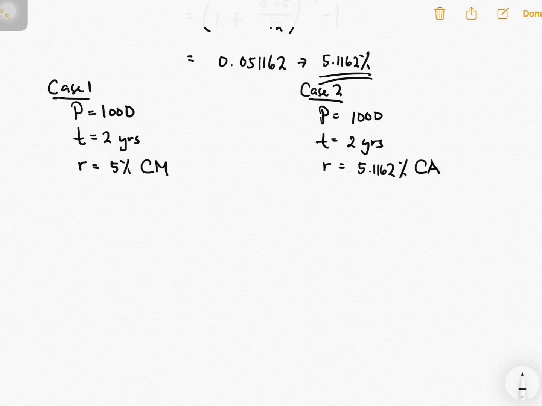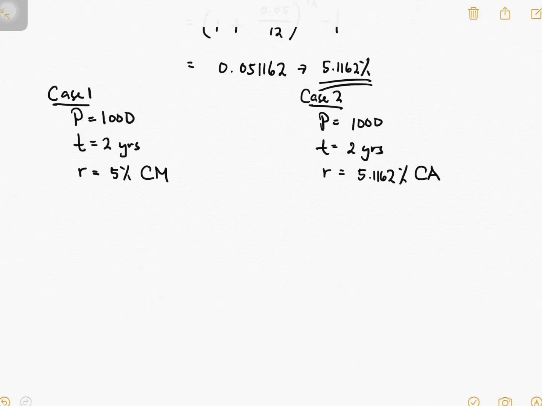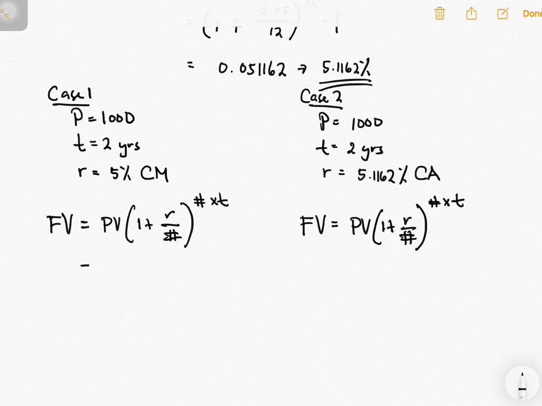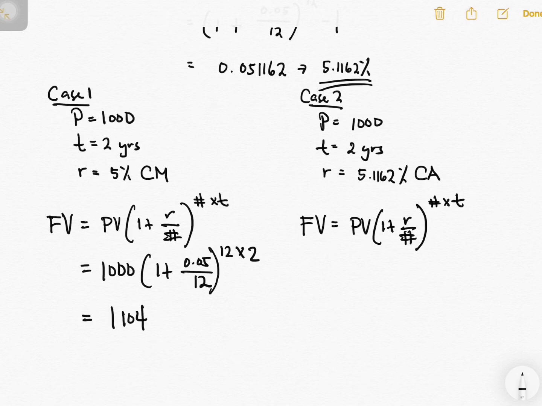Now, given this, let's compute in both cases the future value. Then I will also write the formula for those who forgot it. So get your present value, 1 plus rate divided by number of compounding periods raised to number of compounding periods times time. And then let me just copy. Let's compute. Present value is 1,000. 1 plus. Your rate is 5% compounded monthly. So number of compounding periods, 12. Raised to 12 times 2. That's 2 years. The answer is 1,104.94.